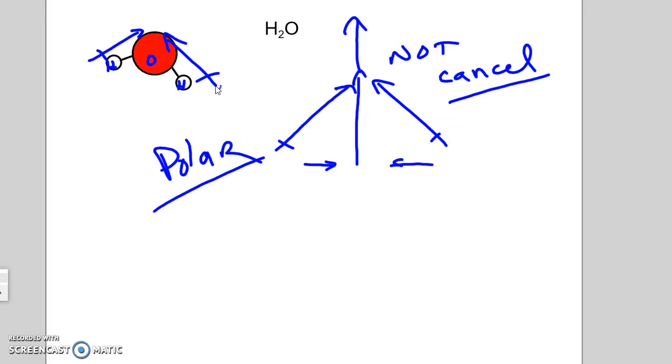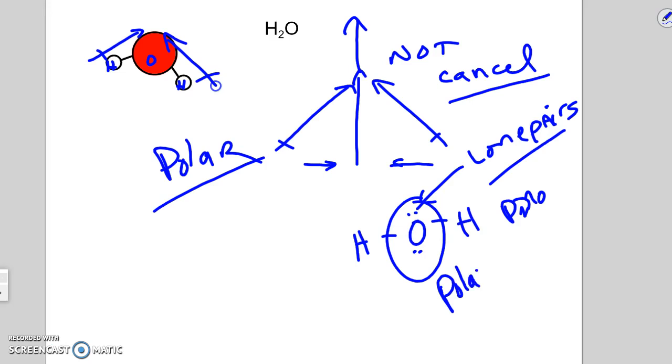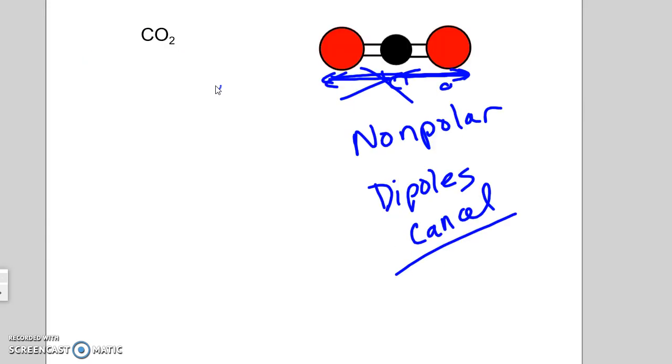One thing I forgot to mention a minute ago was if we do the Lewis structure for water, you'll notice that water has these lone pairs on the center atom. That was a key I said. Lone pairs usually, not always, but the vast majority of the time are going to indicate a polar molecule. Whereas carbon dioxide, if we do the Lewis structure for carbon dioxide, the center atom there, the carbon, does not have any lone pairs, and so we might guess nonpolar.